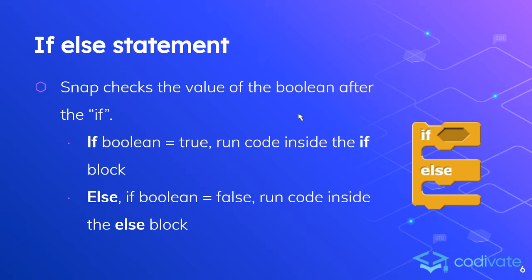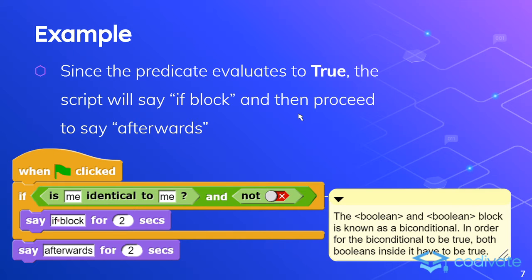And this is another example of the if-else statement. In this case, Snap checks the value of the Boolean after the if. And if the Boolean is true, you run the code inside the if block, and if it is false, run the code inside the else block. Since the predicate here evaluates to true, the script will first say "if block," as that say block is inside the if statement. It will then say "afterwards."